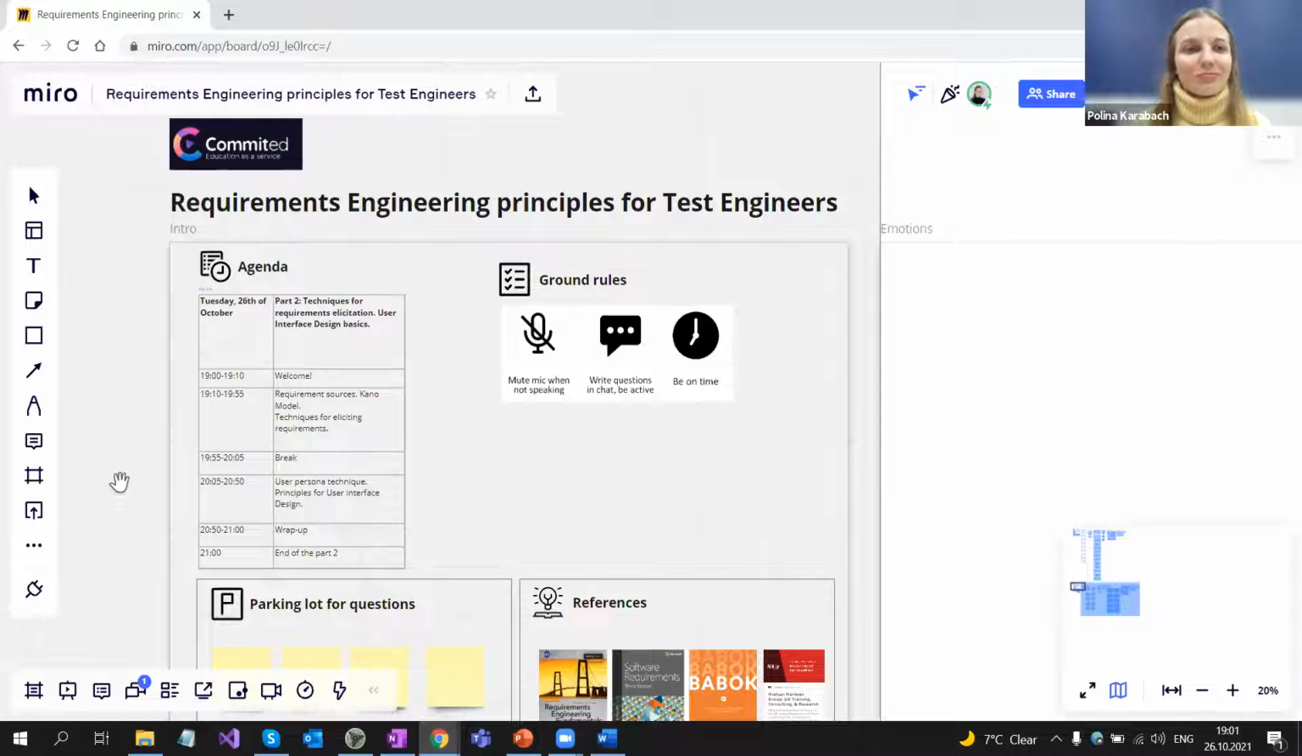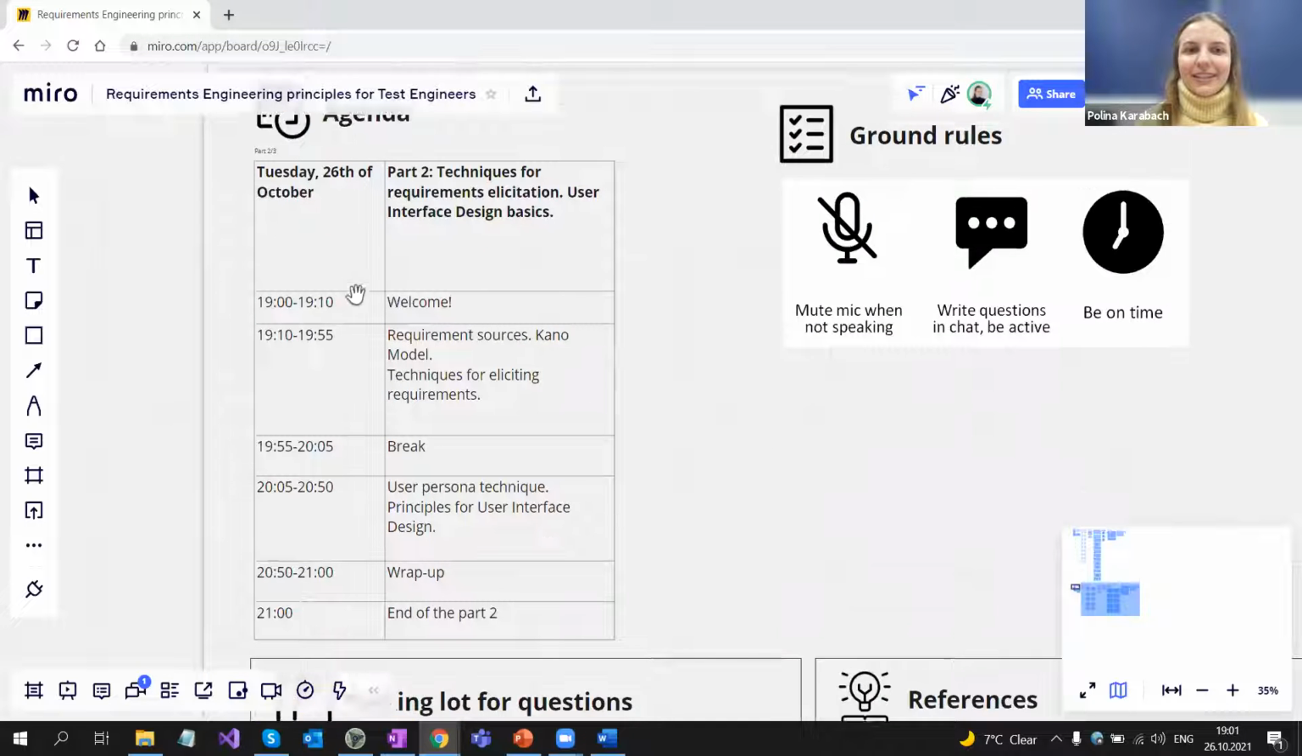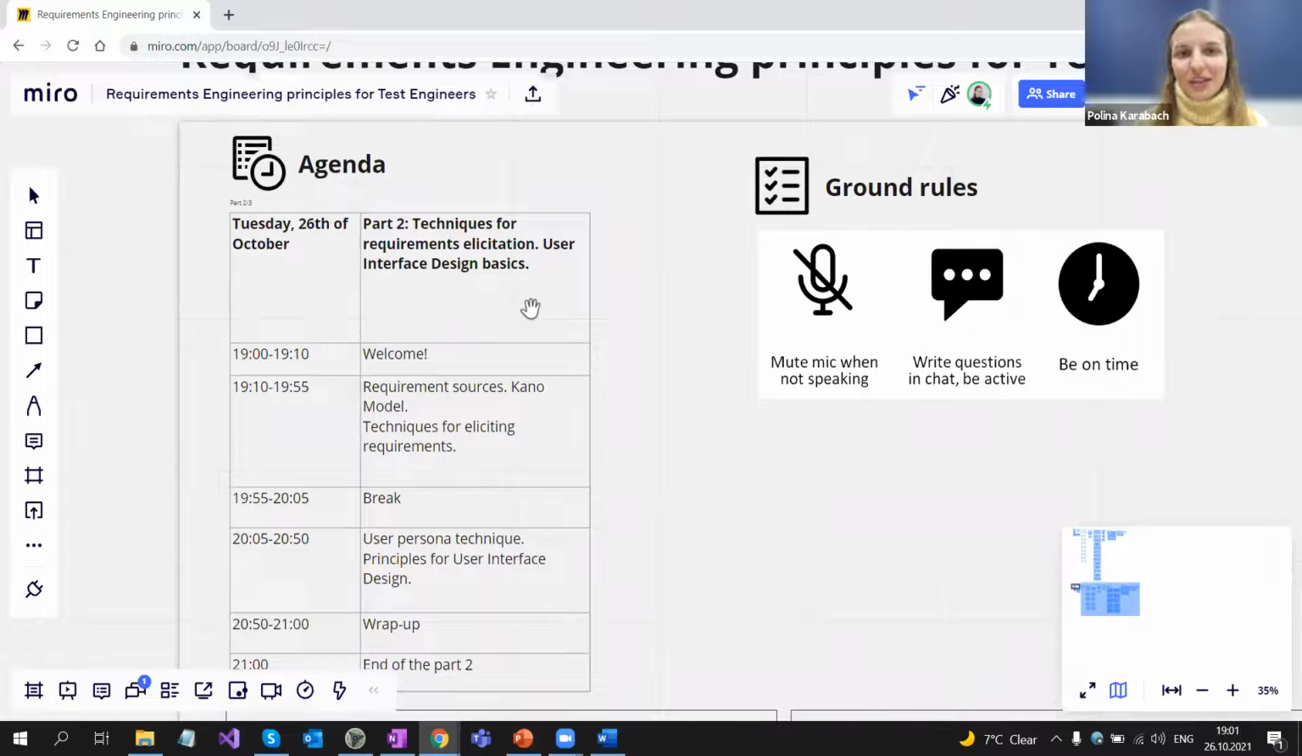So welcome to the second part of our Requirements Engineering Principles for Test Engineer workshop series. Today, we're going to cover the topic of techniques for requirements elicitation and user interface design basics. The key things in theory and practice for requirements elicitation, and why it is needed to understand for test engineers, either in a role when they're also working with requirements or in a collaboration together with a business analyst.